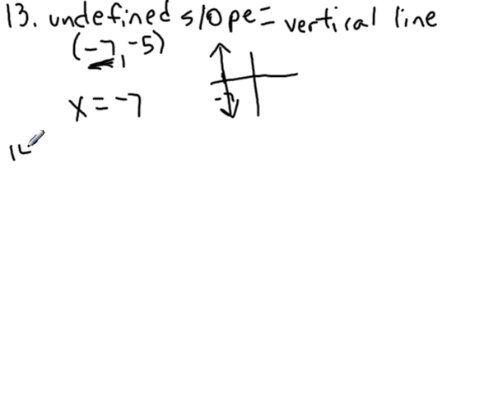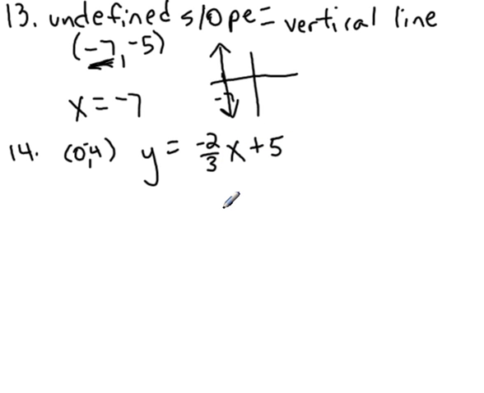So let's move on to number 14 now, which is asking us to find the equation of the line that passes through the point (0, -4) and is perpendicular to the line y equals -2/3 x plus 5.